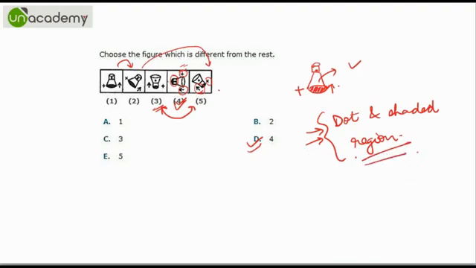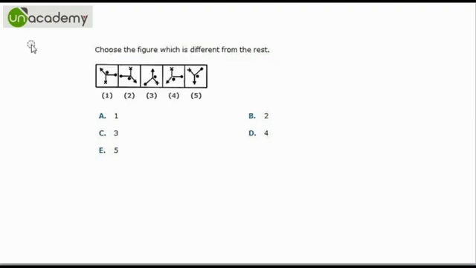Now let us see one more. Okay, so now we are given this: 3 lines having a dot in between, arrow, dot and a cross.